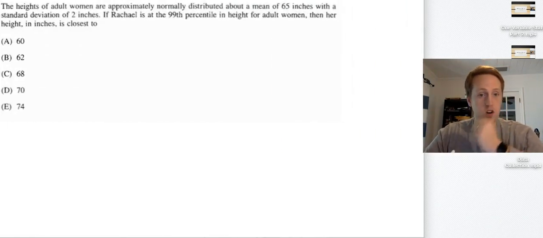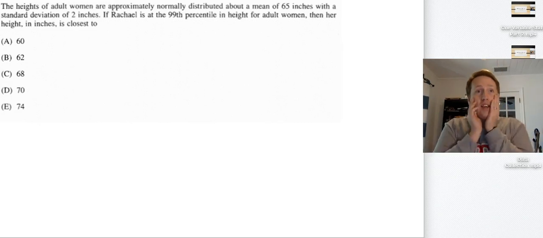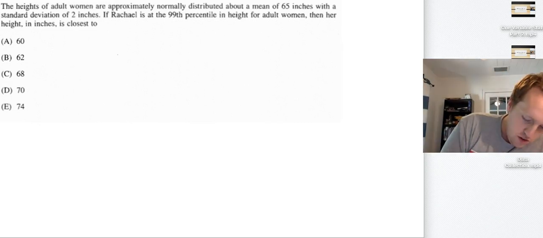The heights of adult women are approximately normally distributed, about a mean of 65 inches with a standard deviation of 2 inches. If Rachel is at the 99th percentile in height for adult women, then her height in inches is closest to... I have a percentile. I want an observation. Oh my goodness, I get to use inverse normal. I love using inverse normal.